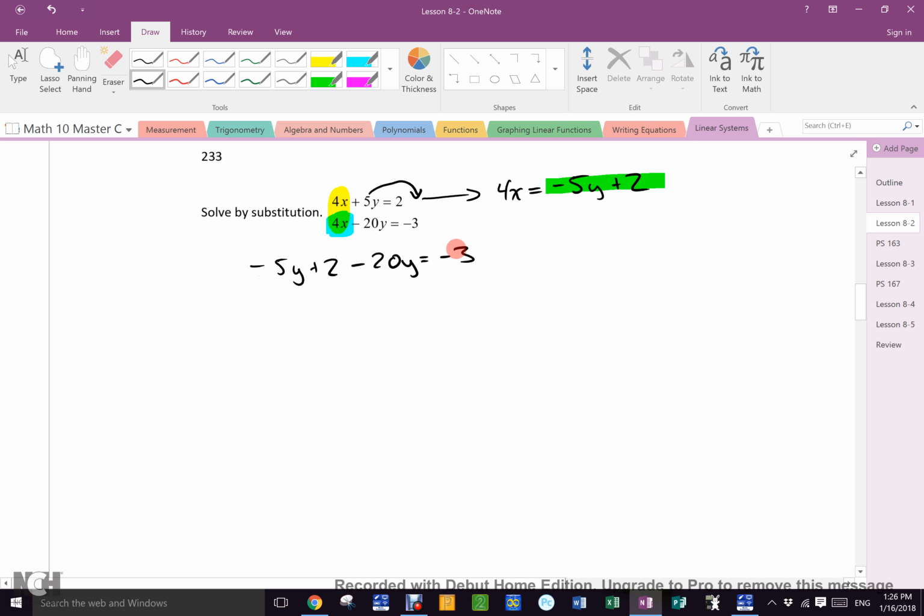What would you do? Negative 5 minus 20 is? Negative 25y plus 2 equals negative 3. Now what? Negative 25y equals negative 5. And what does y equal? 1/5.